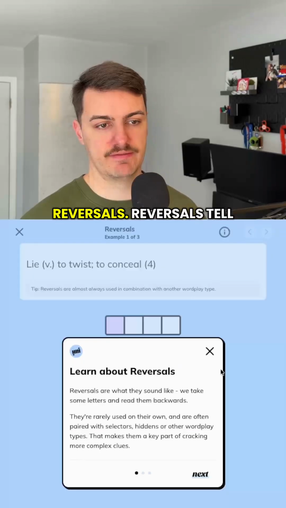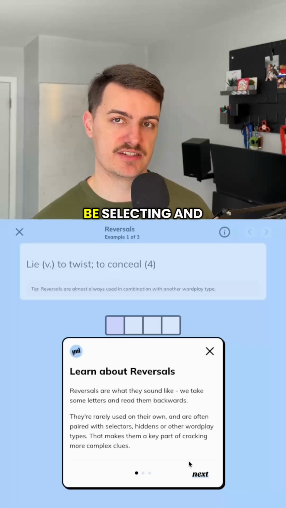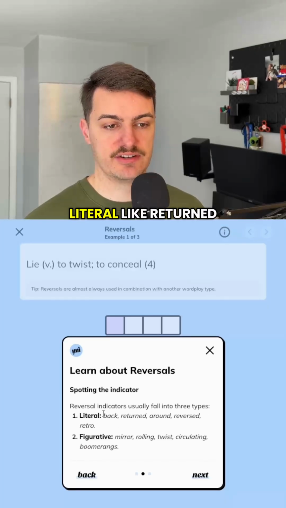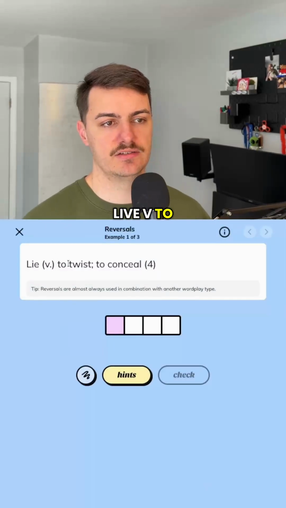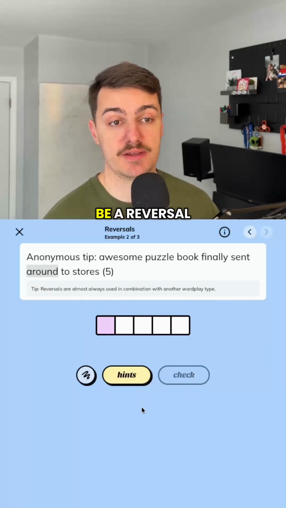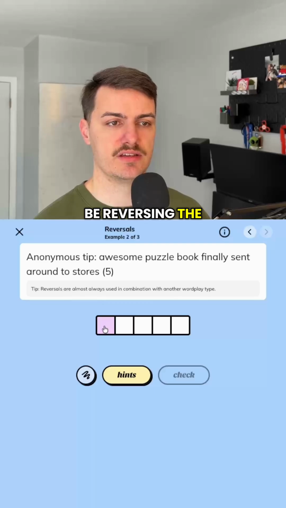Let's do some reversals. Reversals tell you to flip words around. They normally are paired with another indicator, so you're going to be selecting and then reversing, or doing something like that. Sometimes it is literal, like "returned" or "reversed," and sometimes it's like "mirror" or things like that. Let's do it. So here you have "lie V to twist," you turn that around, and VEIL means conceal. "Around," again, could be a reversal indicator. "Finally" could be a selection indicator. So we could be reversing the 5 things here.